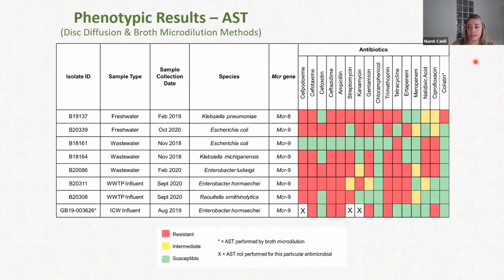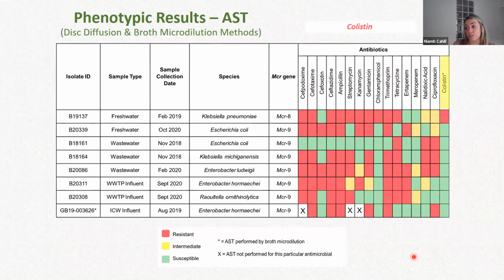So these are the phenotypic results, the antibiotic susceptibility testing results. The antibiotics we tested for susceptibility are across here, and our isolates are listed here. The red boxes indicate resistance to the antimicrobial agent, and green indicates susceptibility. Overall, the majority of our isolates were multi-drug resistant, which means they are resistant to 3 or more antimicrobial classes. The isolates demonstrated phenotypic resistance to aminoglycosides, beta-lactams, quinolones and fluoroquinolones, chloramphenicol, trimethoprim, tetracycline, and colistin.